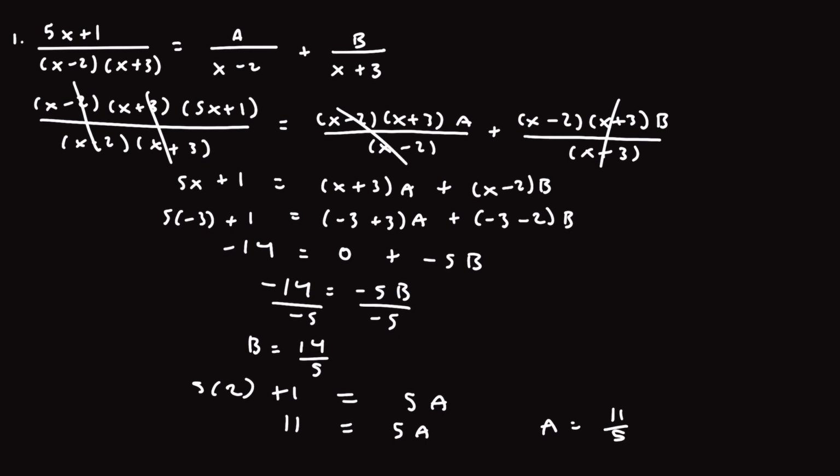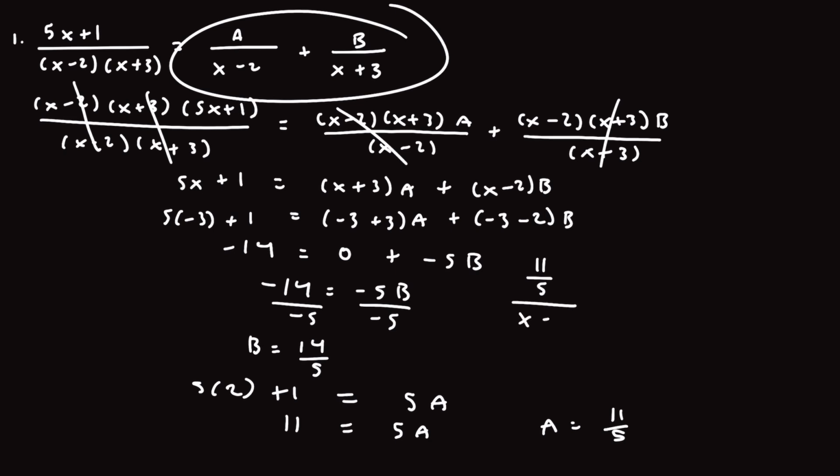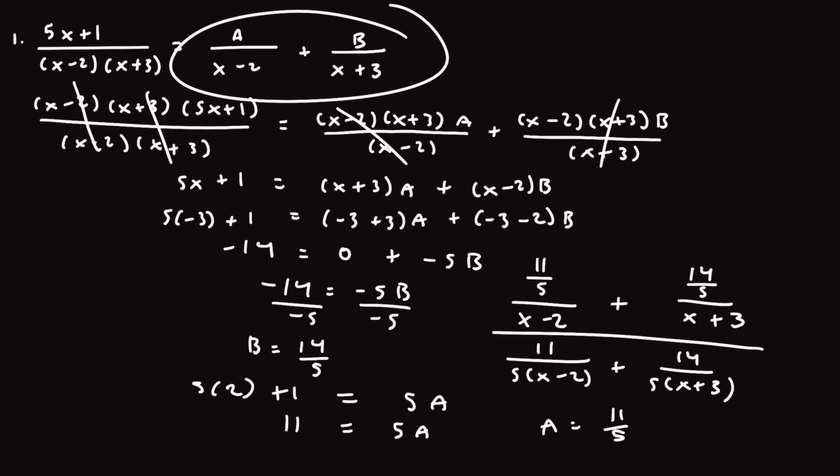Now we can plug in the values of a and b into our previous setup here. So 11 fifths over x minus 2 plus 14 fifths over x plus 3. And simplify that a little bit further. And this is the simplified result of our partial fraction decomposition.